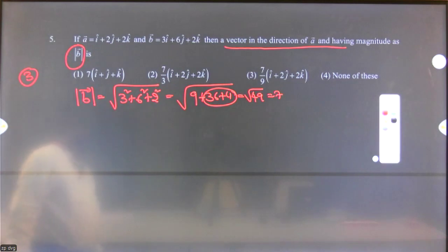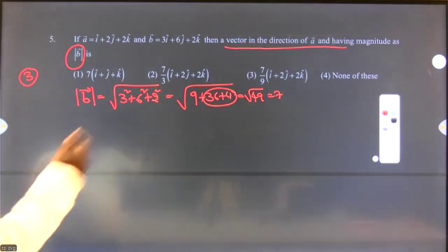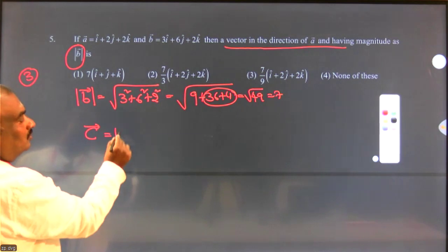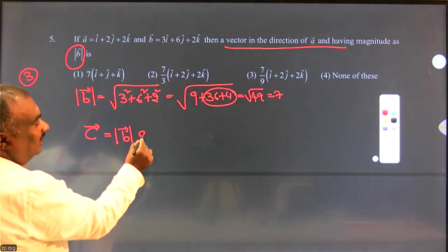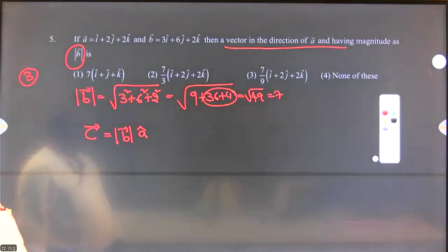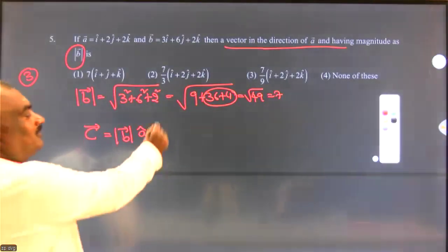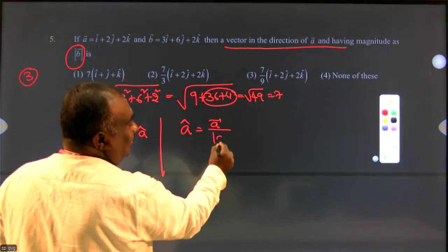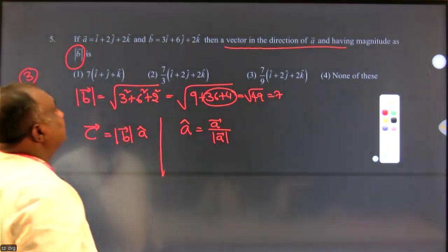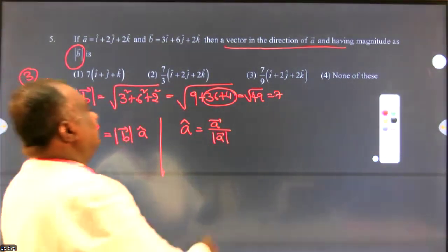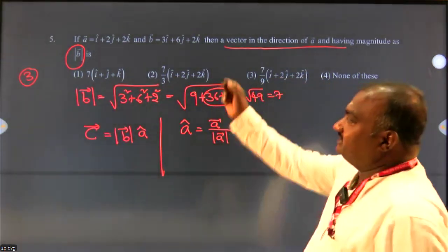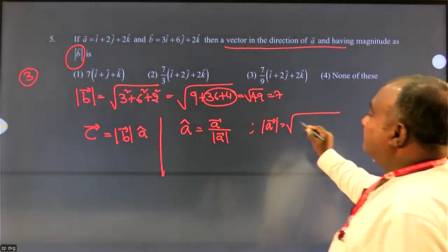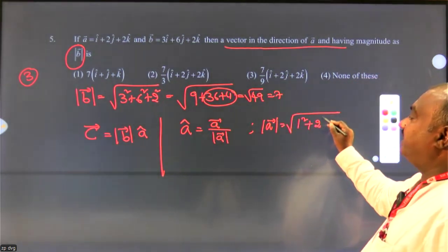Now, in this one, observe there. What do you need? A vector in the direction of A bar and having that magnitude. That means let the required vector be C bar. C bar is equal to modulus of B bar into A cap. Again A cap. What is the A cap? A cap is nothing but A bar by modulus of A bar. Now what is the A bar? Observe there. It is given as i plus 2j plus 2k. This is also a very easy number for us. Modulus of A bar is equal to what you are getting here now? Root of 1 square plus 2 square plus 2 square.